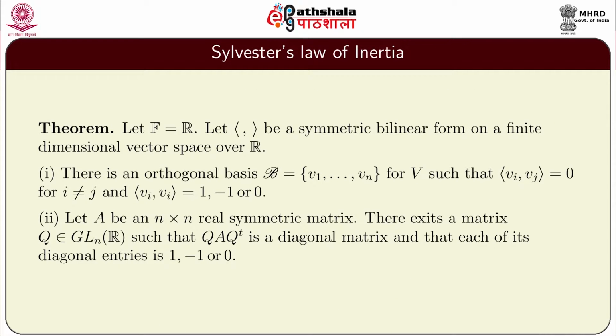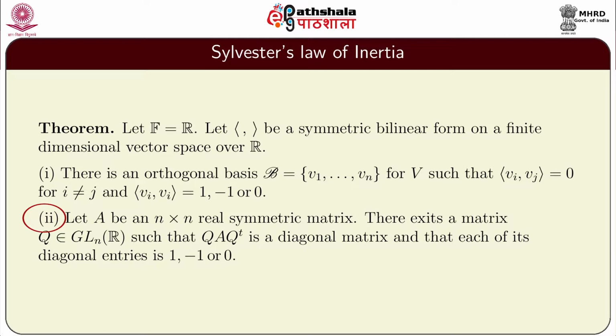Now a very important theorem. Suppose that F is the real field, V is a finite dimensional vector space over R, and we have a symmetric bilinear form on V. Then part 1 of the statement says that there is an orthogonal basis B consisting of the vectors v1, v2, ..., vn such that the inner product vi, vj is 0 if i is not equal to j, and inner product vi, vi is either 1 or -1 or 0.